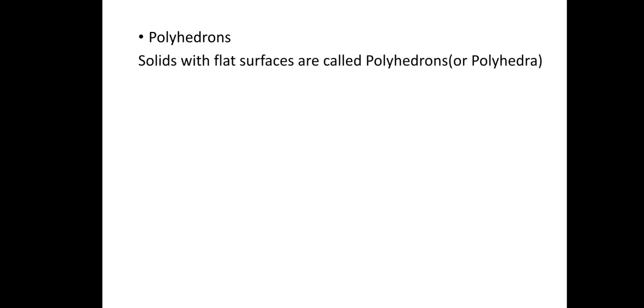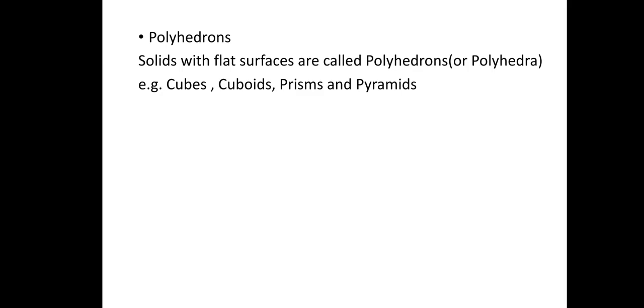So what do you mean by a polyhedron? Solids with flat surfaces are called polyhedrons or polyhedra. Or we can say a solid made up of polygonal regions is called a polyhedron, or solids with flat surfaces are called polyhedrons, and the other name of polyhedron is polyhedra. Examples are cubes, cuboids, prisms and pyramids. These are the examples which we will be studying in this chapter in detail.